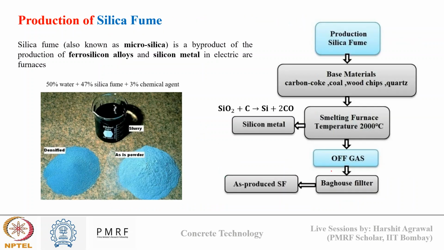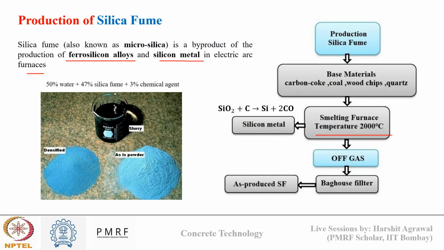And next we have production of silica fume. So primary raw material is silica. Okay, here, so silica fume, it is a byproduct of ferrosilicon alloy or silicon metal, which is produced in electric furnace. Okay, so silica quartz, it is combined with carbon source like coal, coke and wooden chips. Okay, and these materials, they are heated in an electric arc furnace to produce silicon or ferrosilicon alloys. Okay, so inside these furnace there is temperature of around 2000 degrees Celsius.